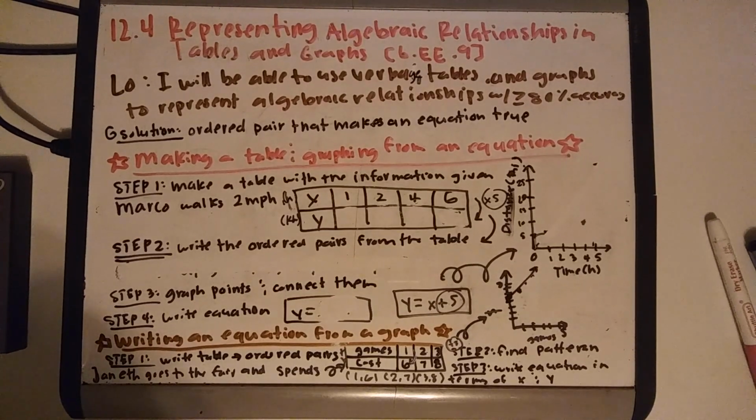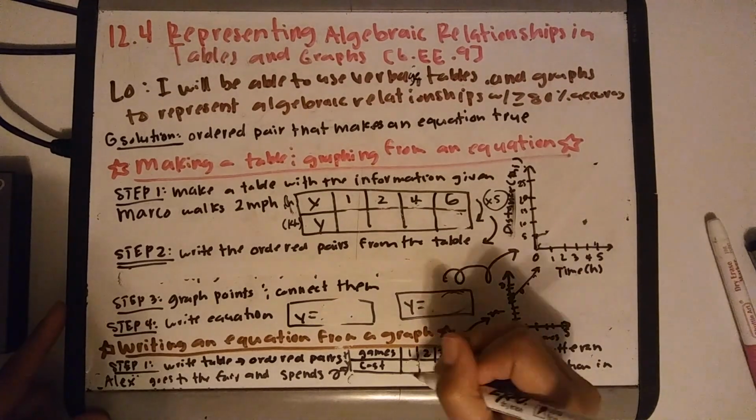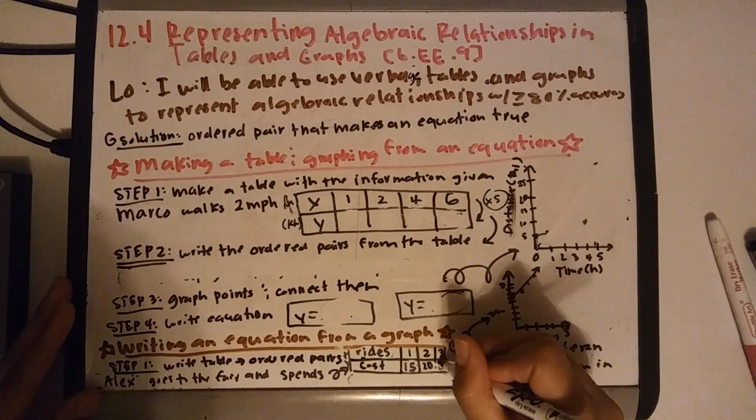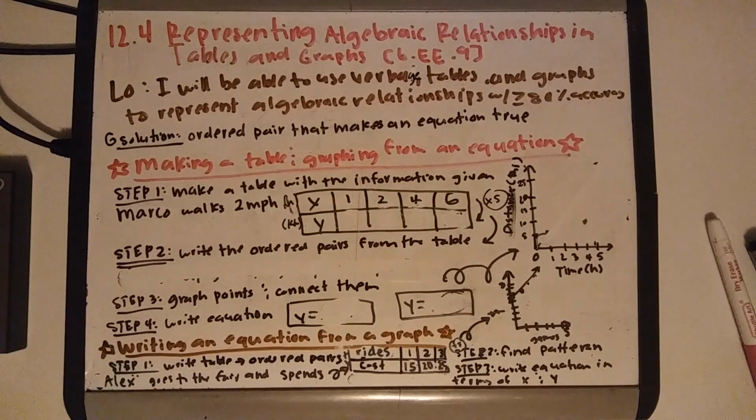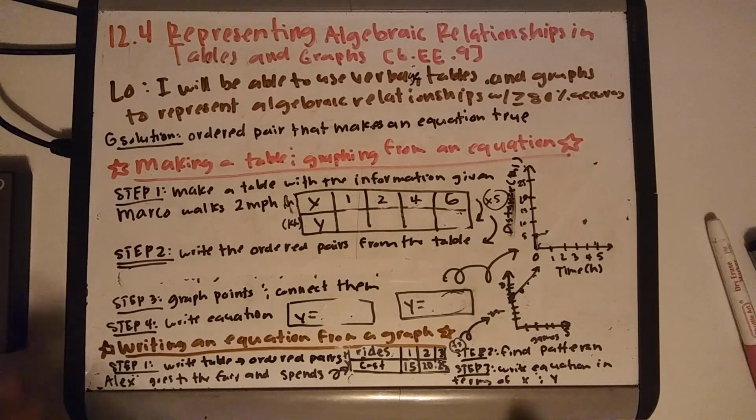Okay, so let me go ahead and give you one to do for this one. Go ahead and find the ordered pairs for this one, and go ahead and find the pattern. Okay, now write an equation for me in terms of y and x.